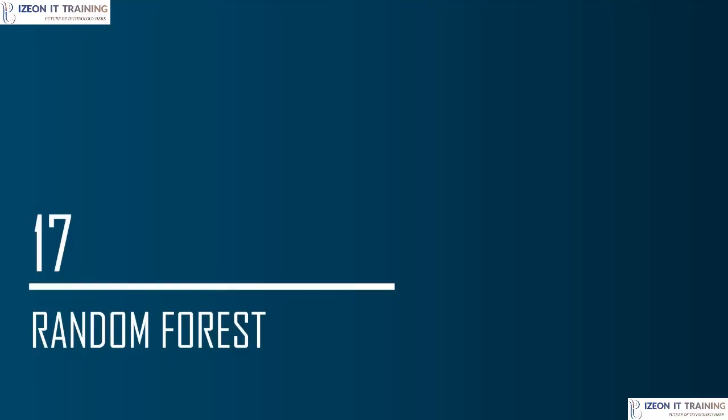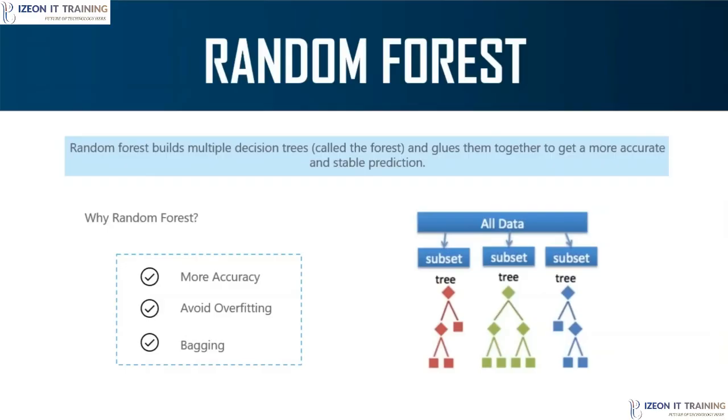So guys, that was all about decision trees. Now let's look at our next classification algorithm, which is random forest. Now, first of all, what is a random forest? Random forest basically builds multiple decision trees and glues them together to get a more accurate and stable prediction.